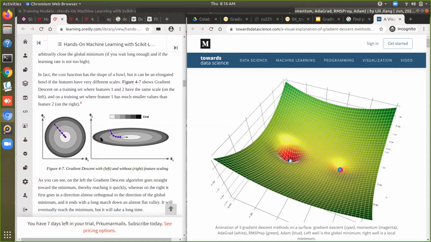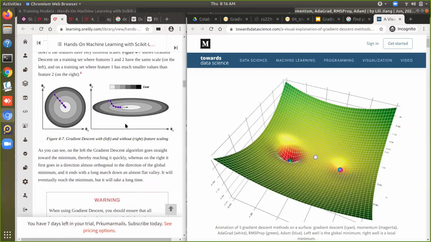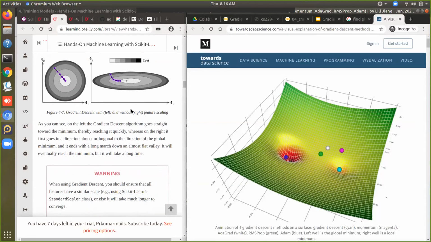If we don't do that, we will see something in circular form, but some elongated kind of circular form. Then it moves hither and thither, and then it reaches the minimum point.